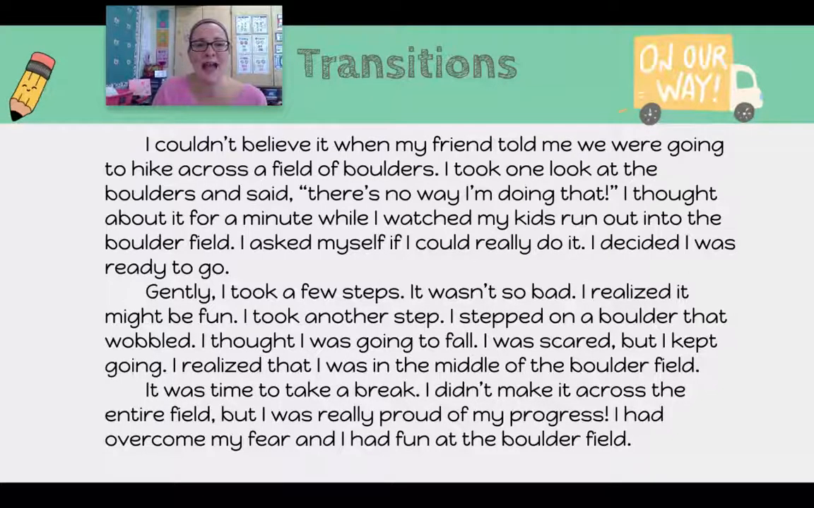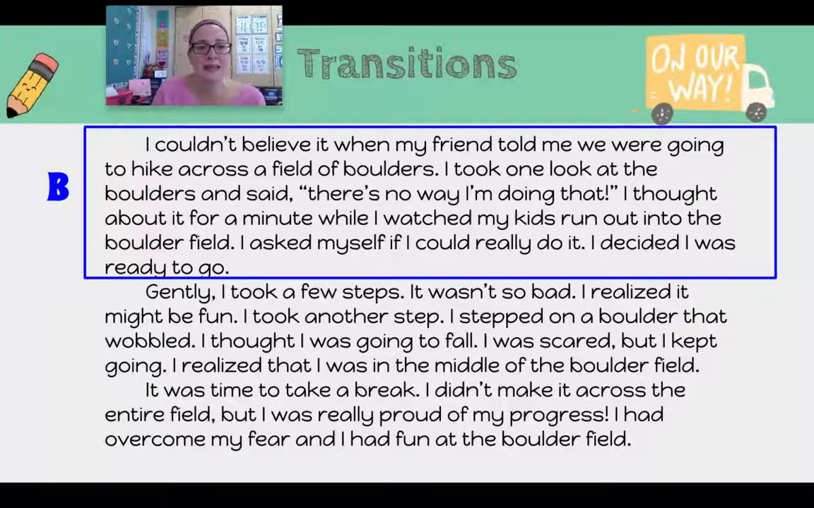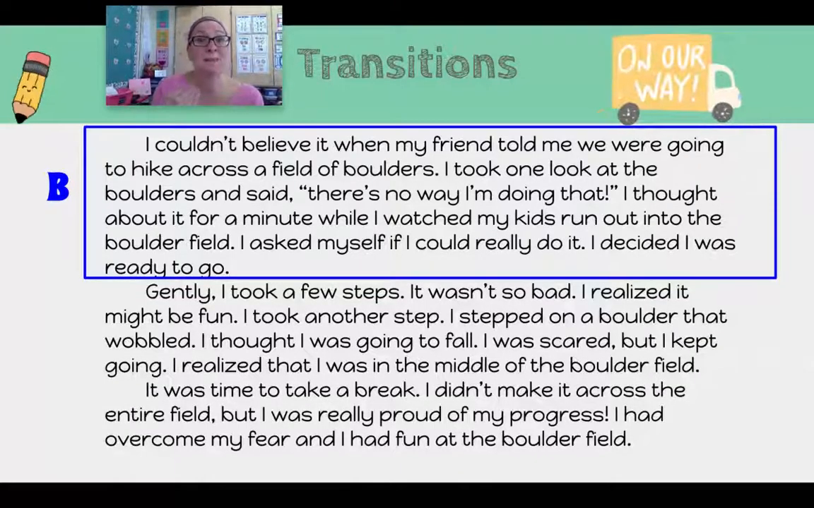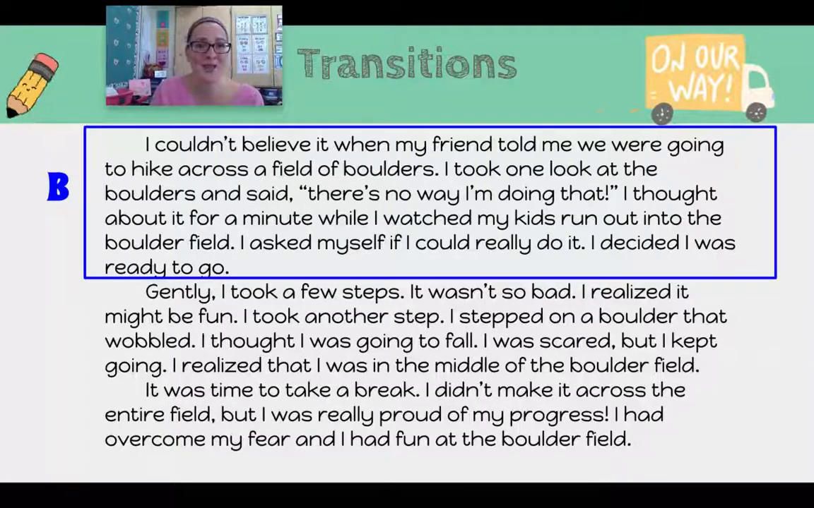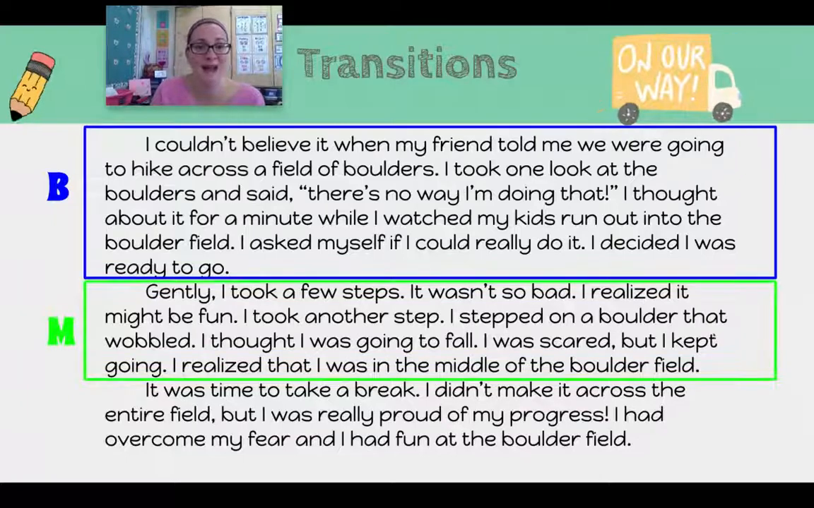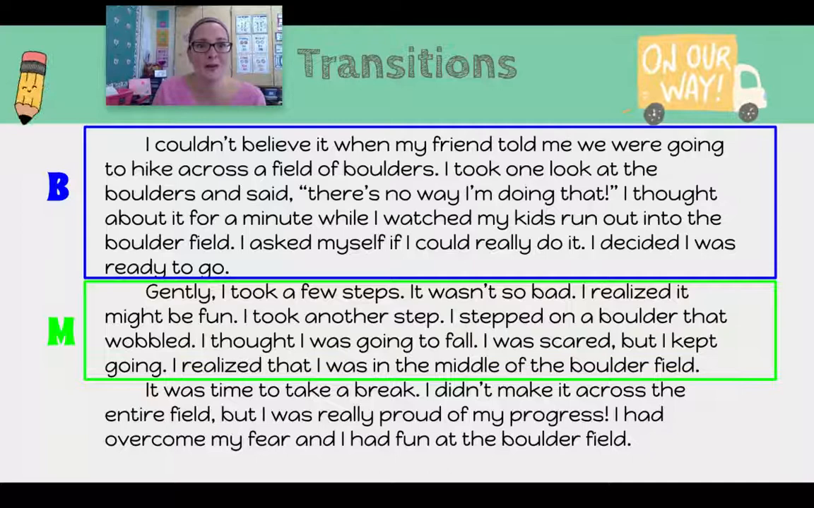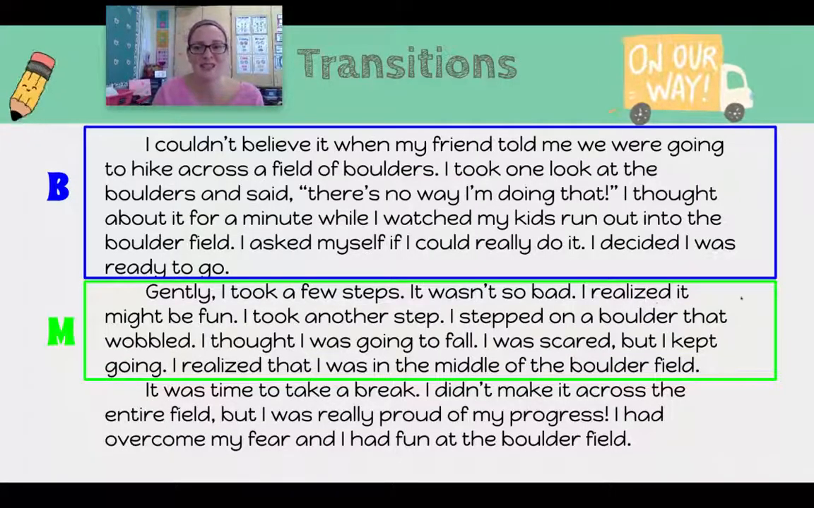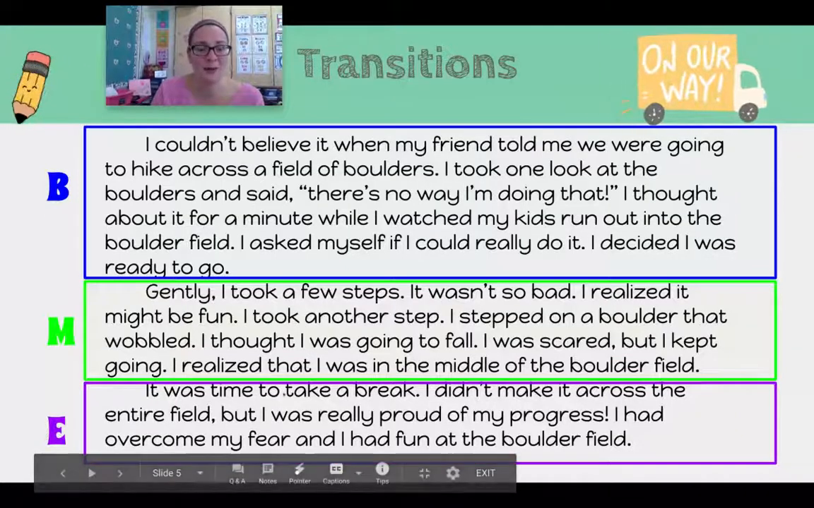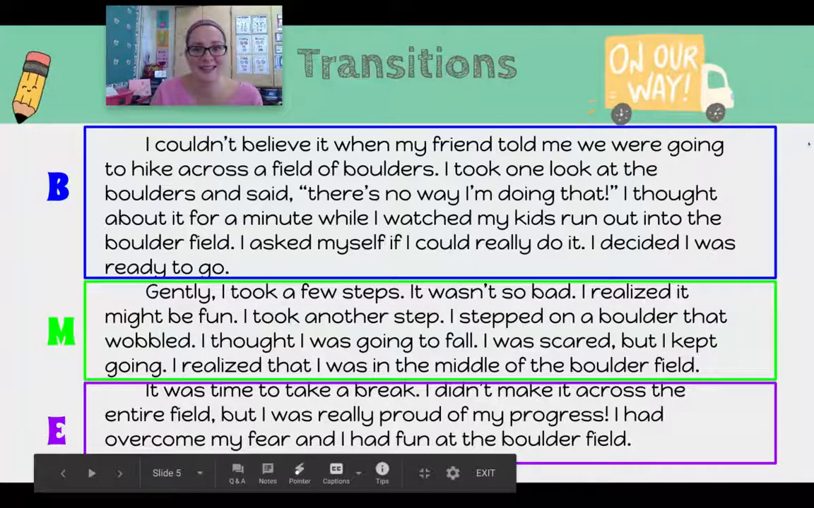So let's take a look at the beginning of my writing. In the beginning, which I boxed in blue and labeled with a B, you meet me and you find out where I am and what I'm doing. In the middle of my writing, which I boxed in green and labeled with an M, you see the problem that I face in my adventure. And at the end of my story, which I boxed in purple and I labeled with an E, you find out how my adventure ends.